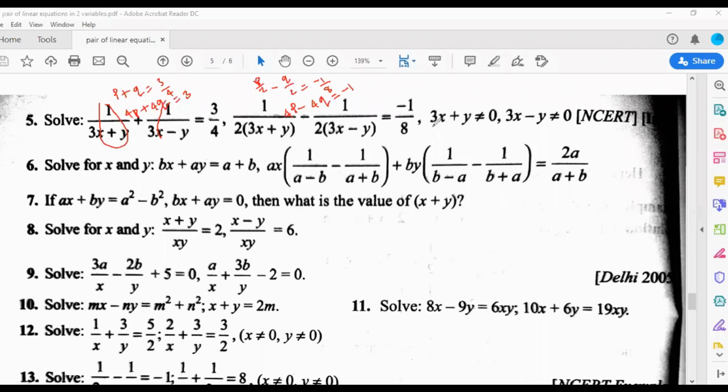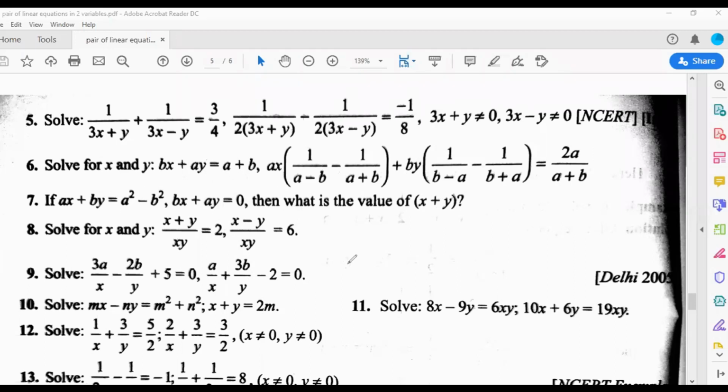So here, what is this? 3x plus y is not equal to 0 and 3x minus y is not equal to 0. Why is it given like so? That's because division by 0 is not defined, right? If 3x plus y equals 0, that means 1 by 0, which is not defined. So 3x plus y cannot be 0. That's given in the equation. Sometimes it may not be given, and we still want to solve. Okay, the second equation. Some of the questions in this set, you want to use some identities.